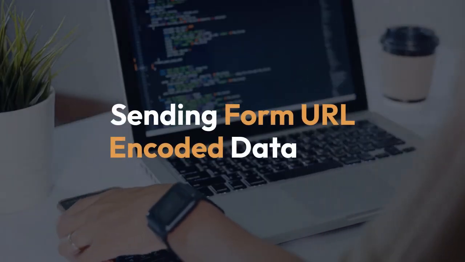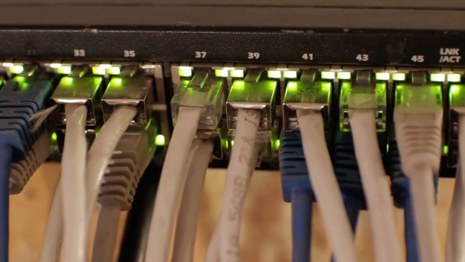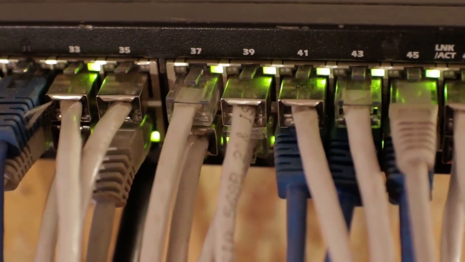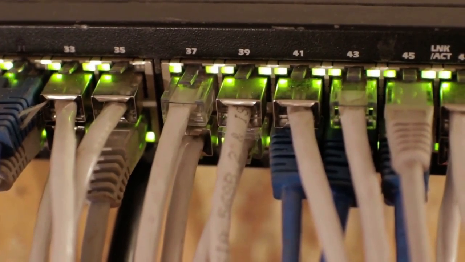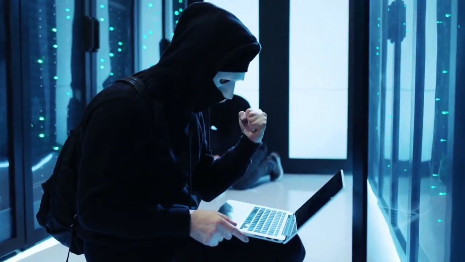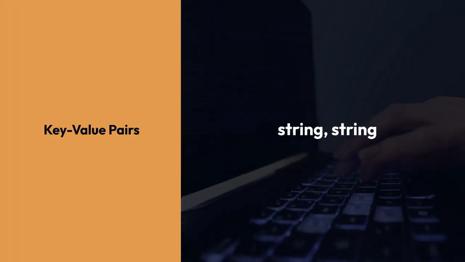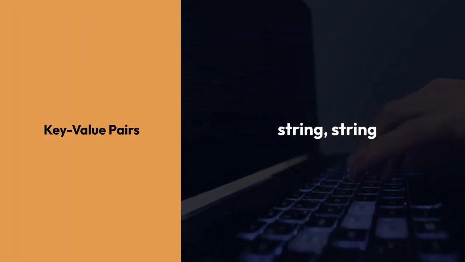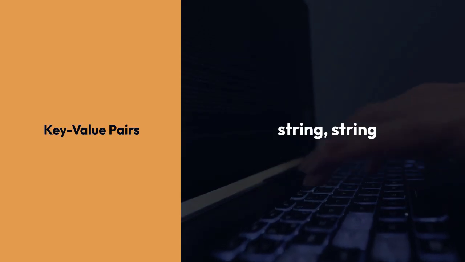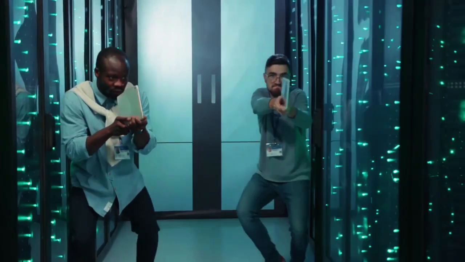Sending form URL encoded data with FormUrlEncodedContent. Sometimes, you need to send data in the traditional HTML form submission format, which is URL encoded. For this, HttpClient provides FormUrlEncodedContent. You create a list of KeyValuePair string, where each pair represents a form field name and its value. Then, you pass this list to the constructor of FormUrlEncodedContent.